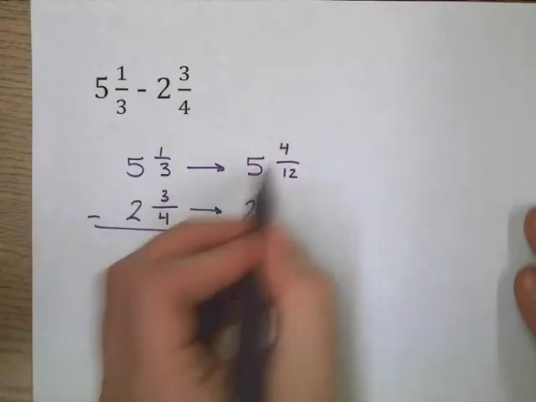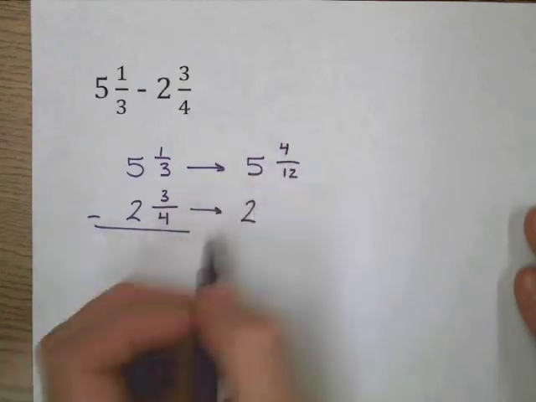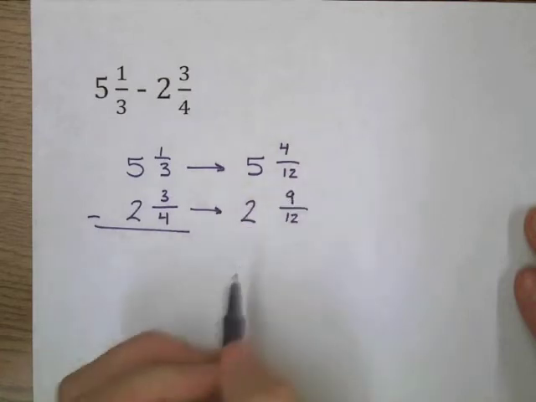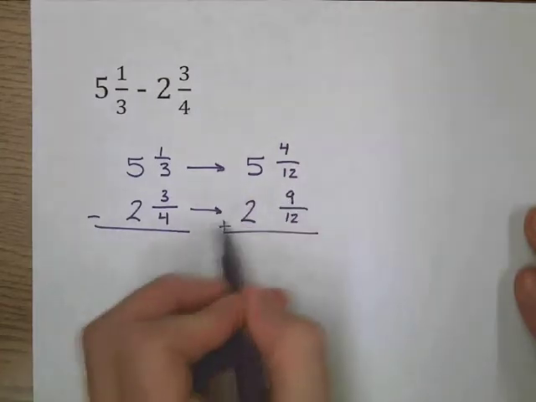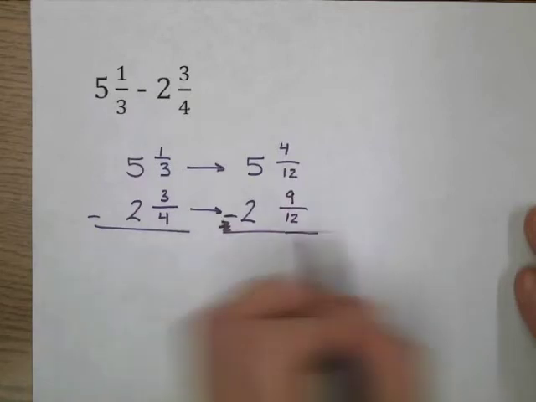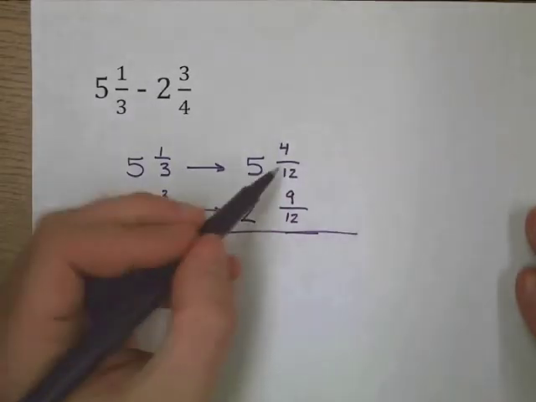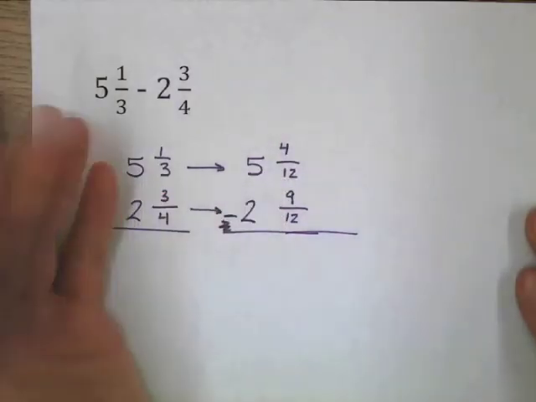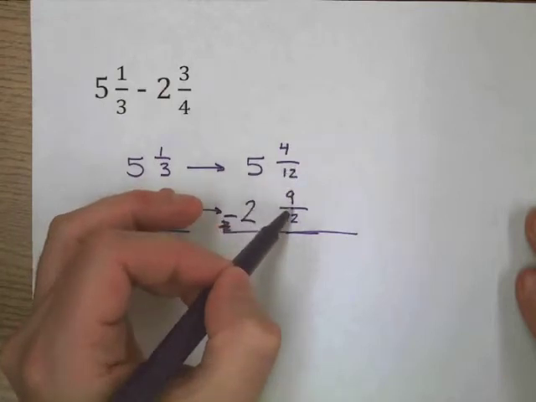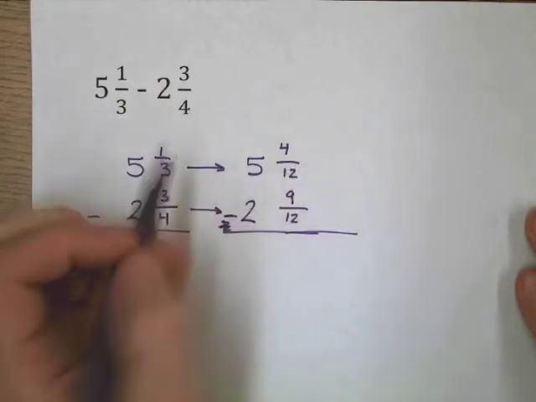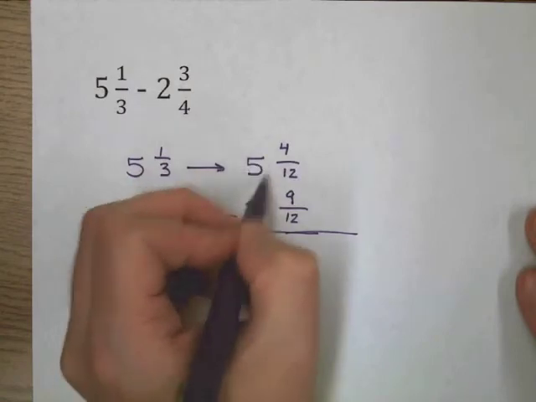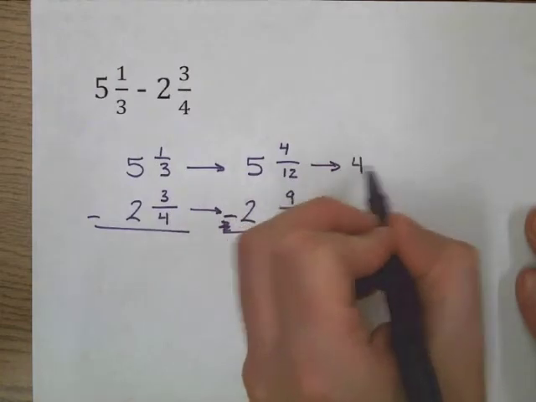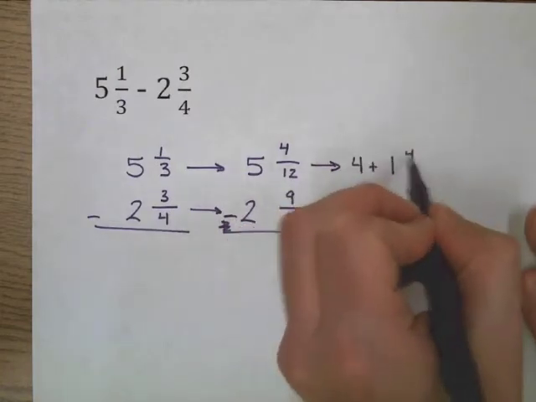And so 5 1/3 becomes 5 4/12, and 2 3/4 becomes 2 9/12. And I'm still subtracting. So now I want to look here and I want to think, okay, I'm taking 9/12 away from 4/12. Well, I don't have enough 12ths here to take away 9. So I'm going to do some regrouping. I'm going to take a whole from this 5. So I'm going to think of that as 4 plus 1 and 4/12.